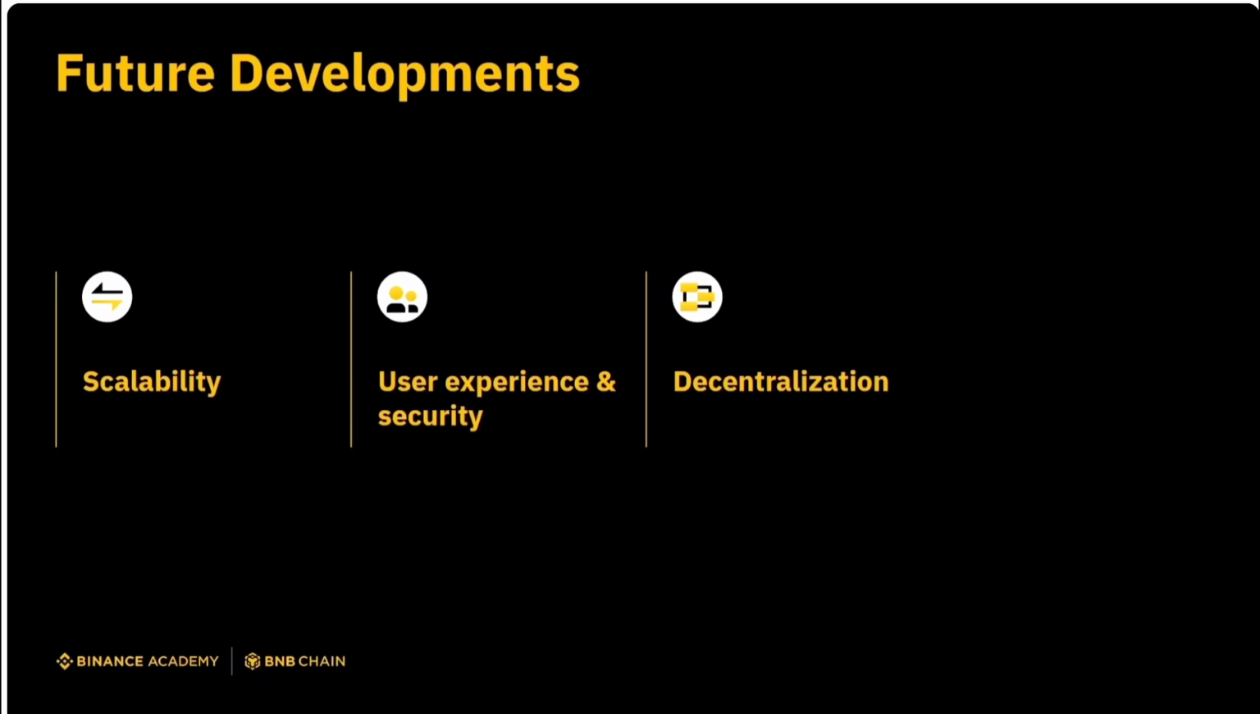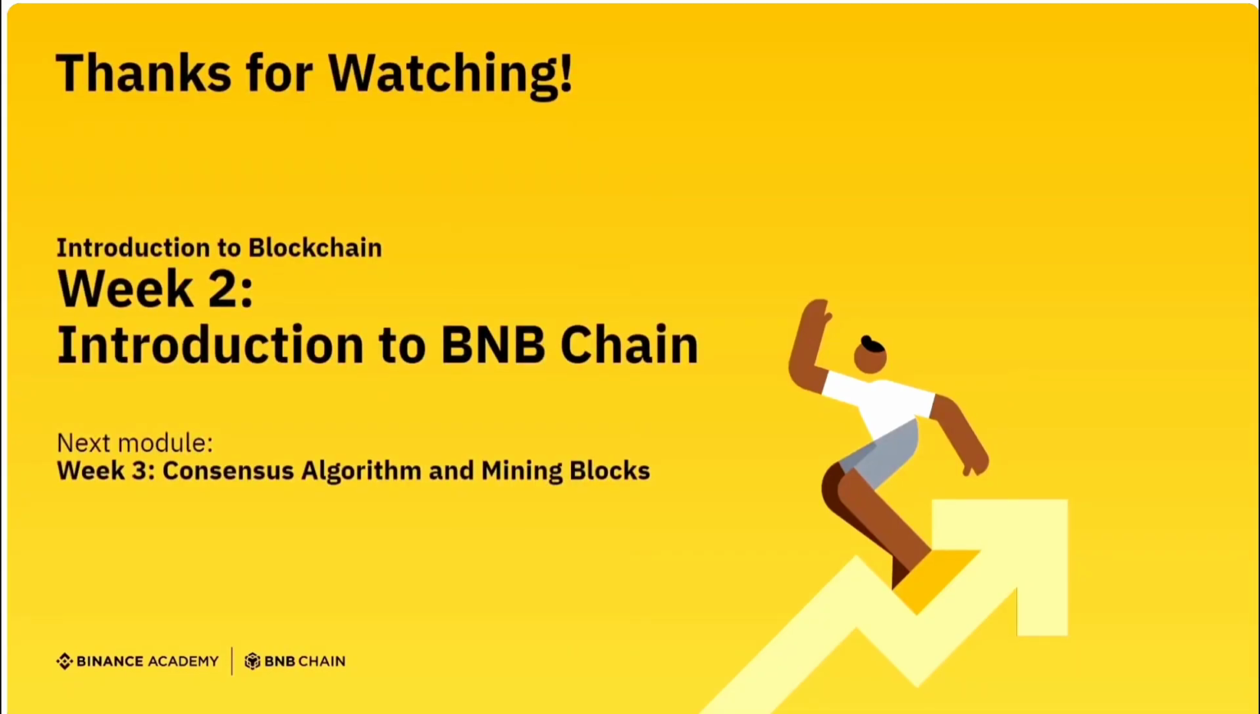for Beacon Chain validators. In summary, BNB Chain has a strong foundation consisting of BNB Beacon Chain and BNB Smart Chain. BNB Chain aims to advance the decentralized blockchain landscape with improvements in scalability, storage, user experience, and decentralization.